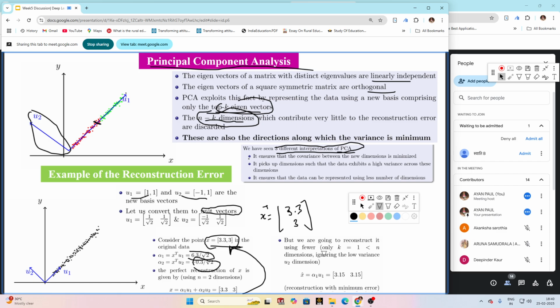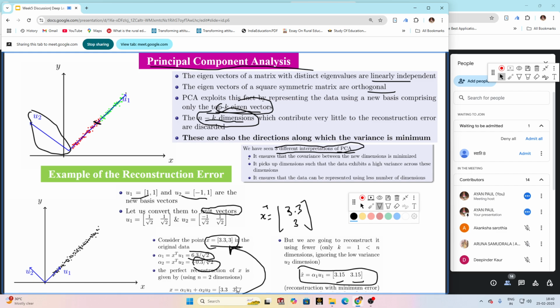Okay, so here also what we are going to do is reconstruct using fewer components, that is k equals 1. Earlier we had k equals 2, that is, two principal components. Now we will be reconstructing using only one principal component, that is u1. So whenever we reconstruct it with one principal component, we arrive at 3.15 and 3.15.